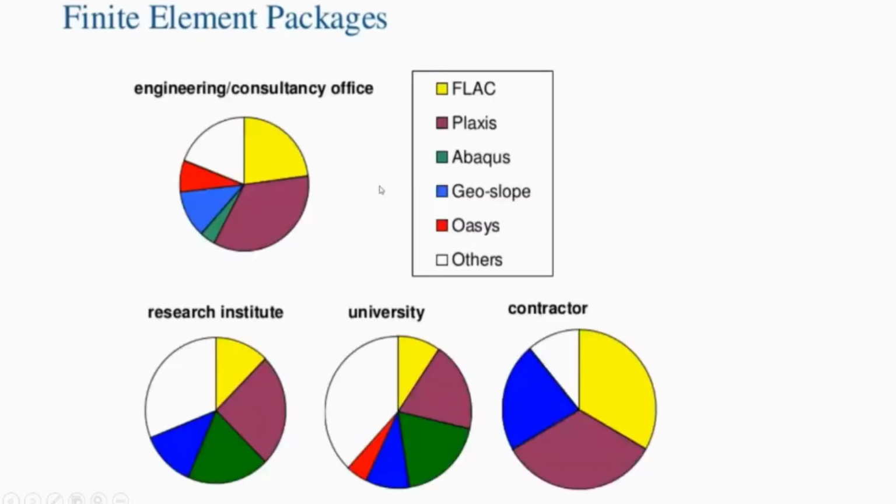So in this package you can see FLAC, Plaxis, Abaqus, GeoSlope, and others. These are majorly used for geotechnical purposes. Here you can see Plaxis is mainly used in engineering and consultancy offices. Plaxis is the large one used for that, and FLAC is also used, but others are there too, and Plaxis is used the most. In research institutes and universities, Plaxis is also used. Contractors are also using Plaxis for their purposes.